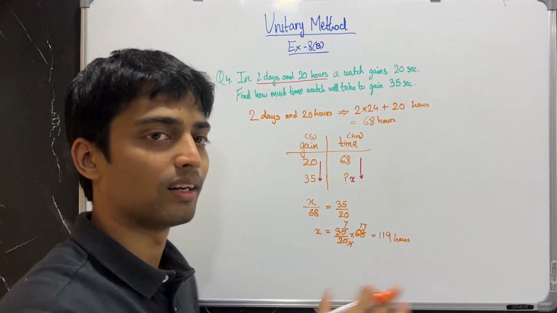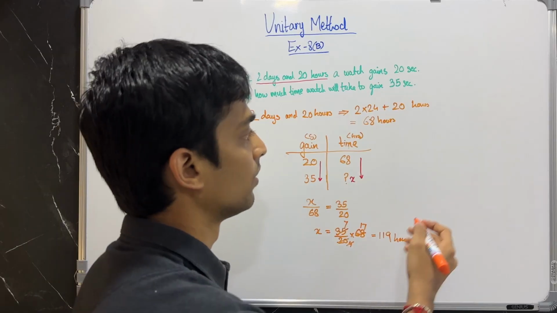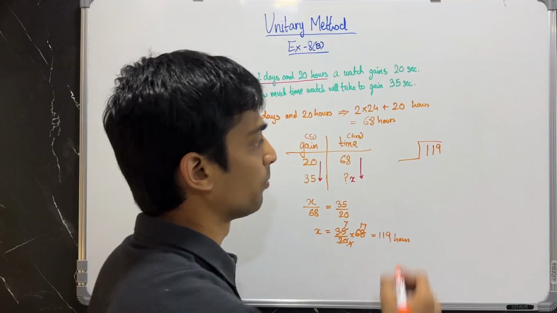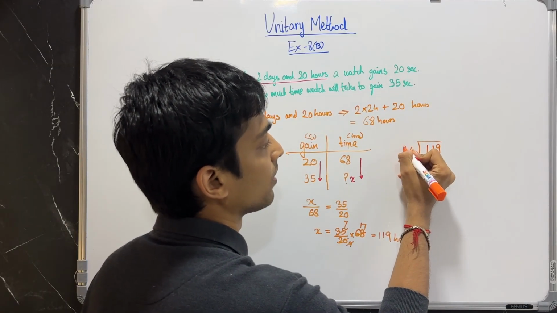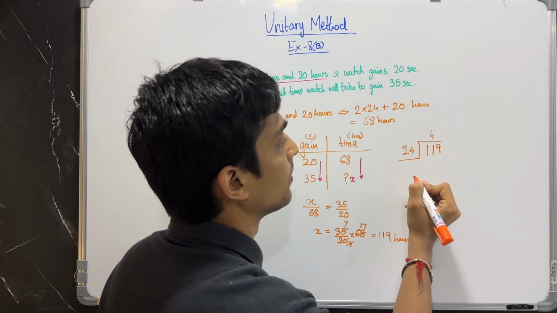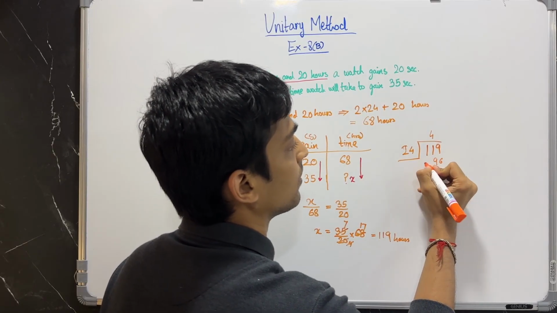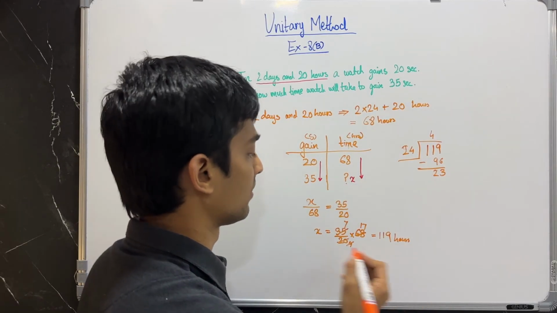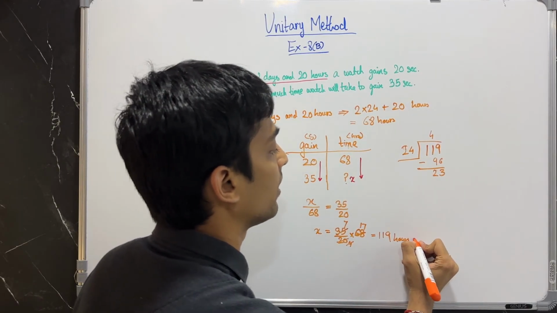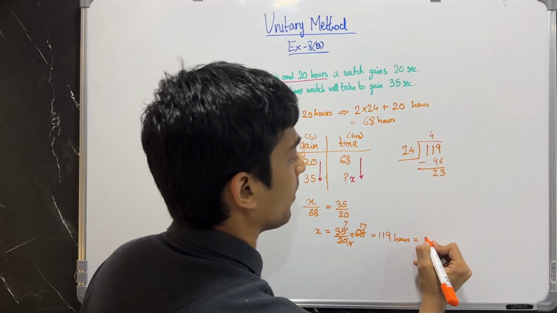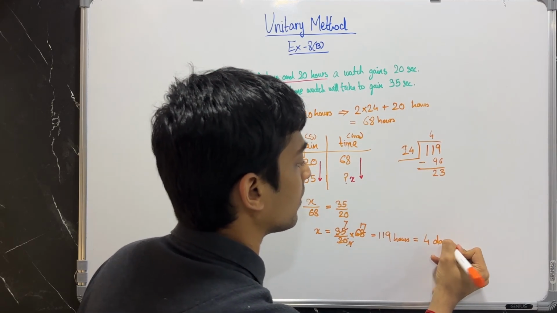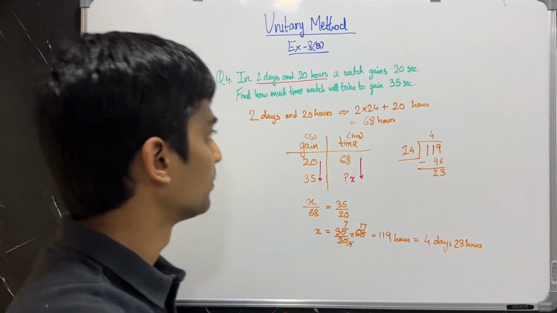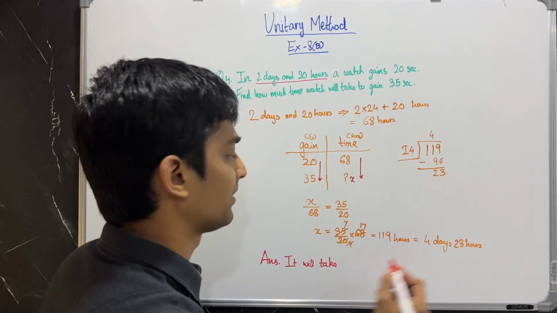Let's convert this into days and hours. So we will divide 119 by 24, because 1 day is 24 hours. So 24 multiplied by 4, we get 96. We subtract, we get 23. So basically 23 is the remaining hours. So 119 hours is nothing but 4 days 23 hours. So the final answer will be, it will take 4 days and 23 hours.